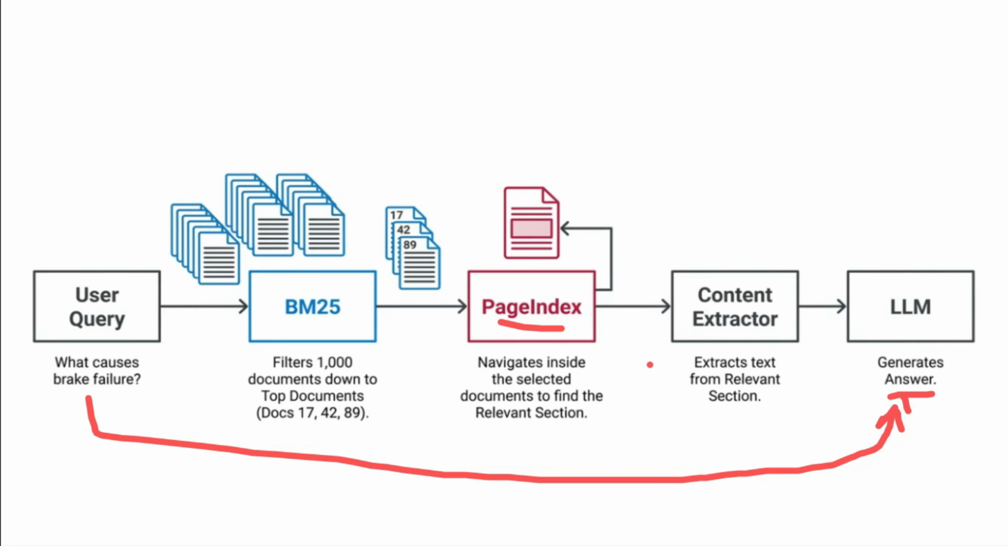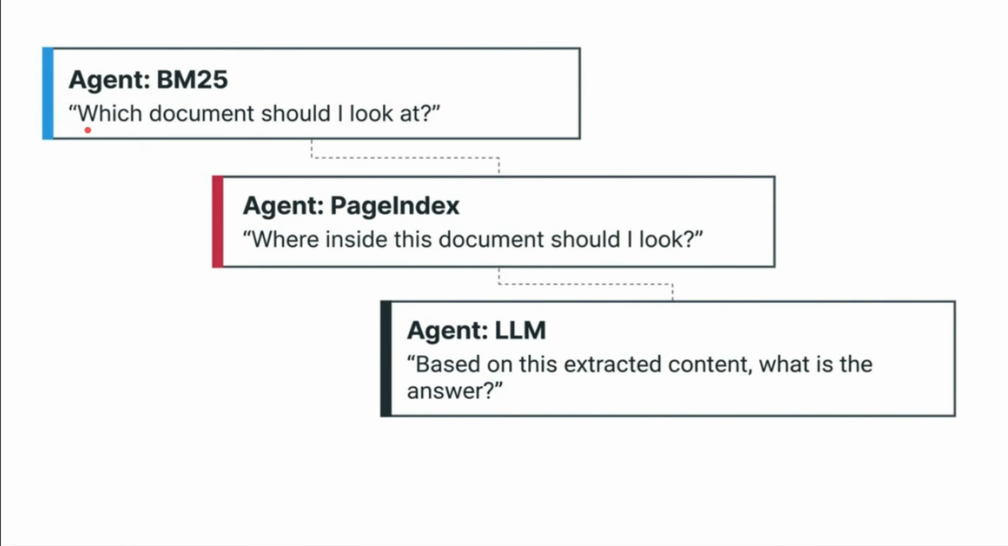Think about the jobs this way. BM25 says, which document should I look at? Page index says, where inside this document should I look? And the LLM says, based on this content, what is the answer?